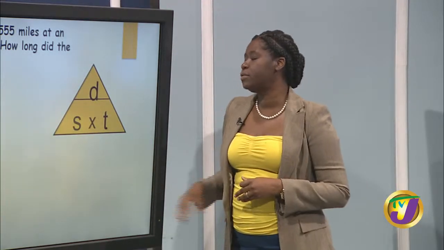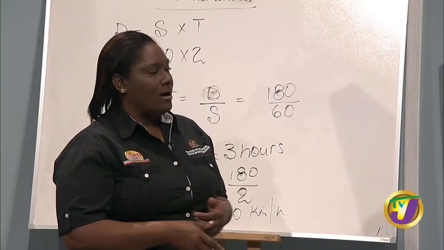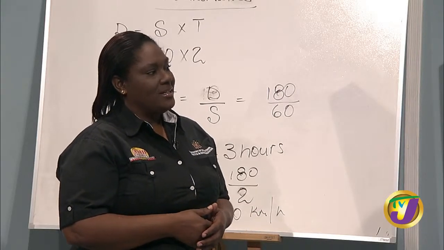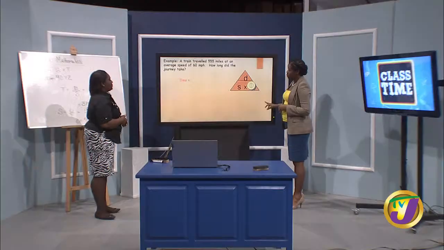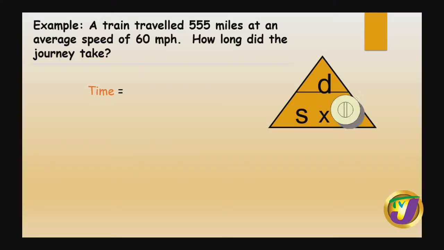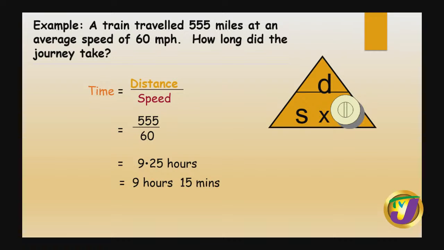Good. All right. And it asks us again, how long did the journey take? So we're looking at time. And it is distance divided by speed, 555 divided by 60, and the time would be 9.25 hours. And with 9.25 hours, a quarter of an hour would be 15 minutes. Okay? All right.